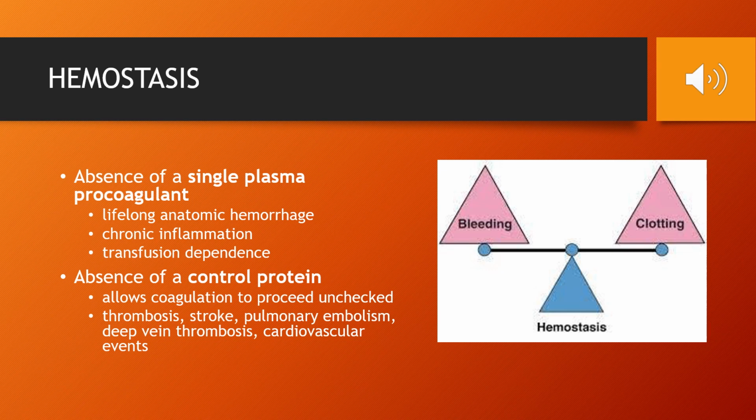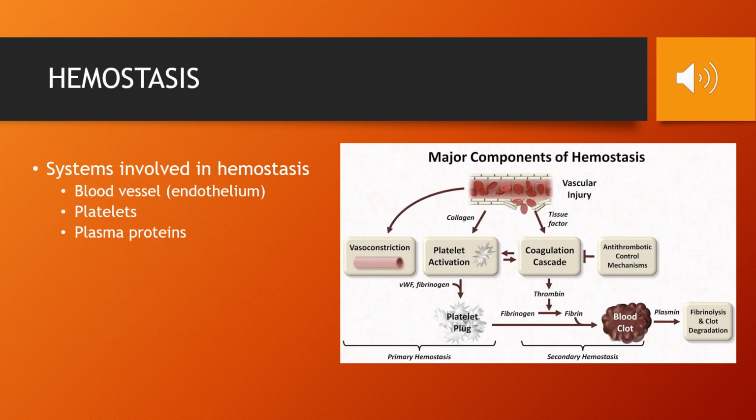So transfusion dependence would occur when an average of more than 2 units of blood is transfused every 28 days over a period of at least 3 months. So conversely, when there is an absence of a control protein, this would allow the coagulation to proceed unchecked. Okay, so as a result, there could be thrombosis, it could lead to stroke, pulmonary embolism, deep vein thrombosis, and cardiovascular events.